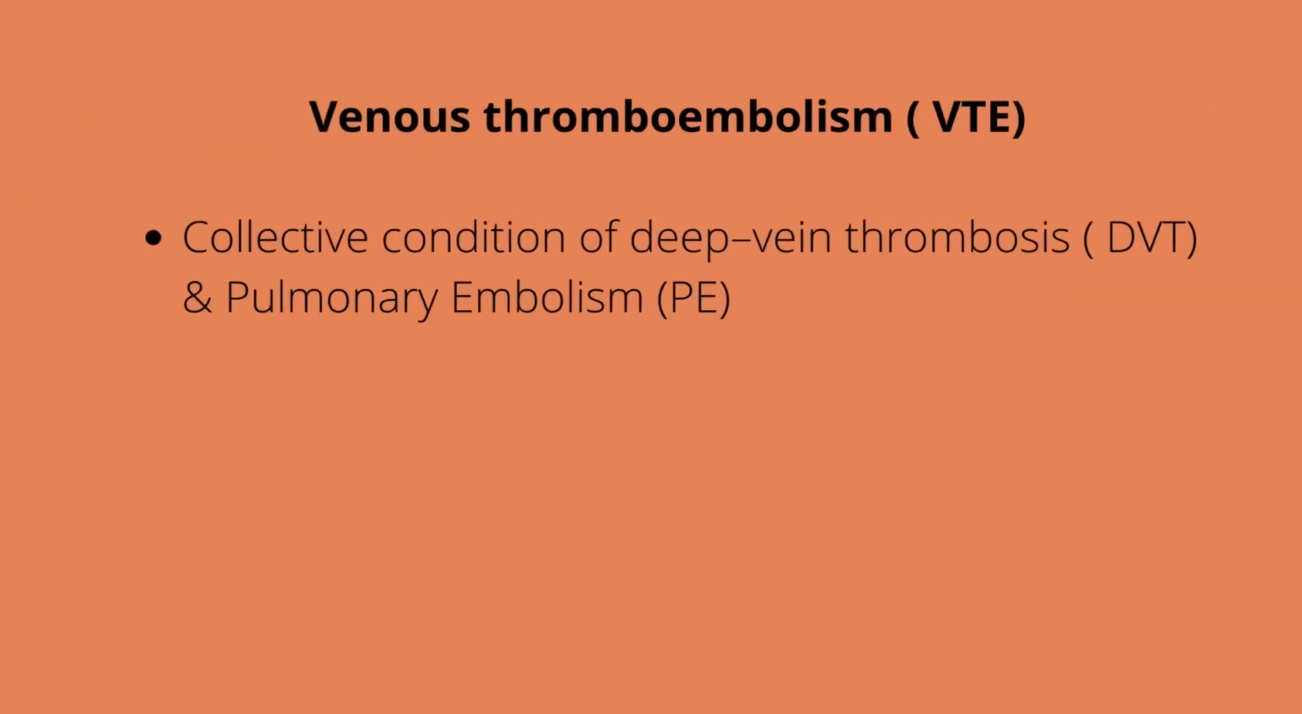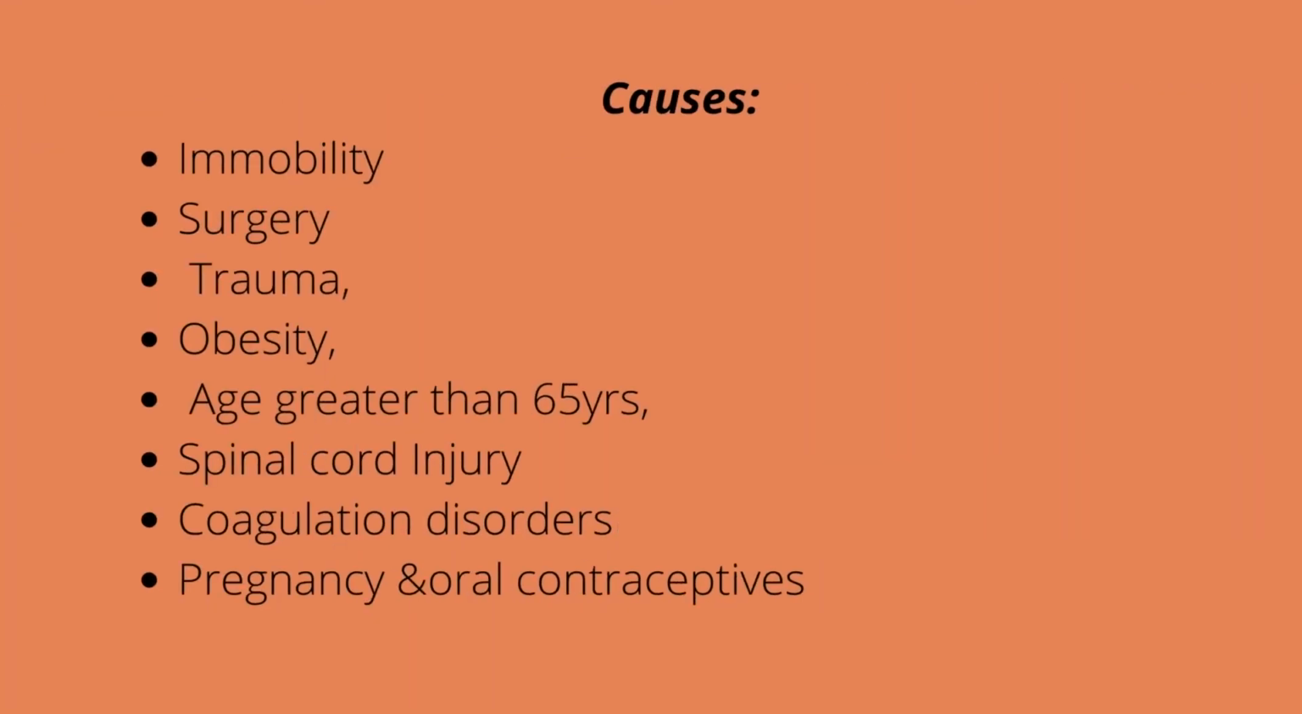So let's talk about the various types of peripheral vascular diseases. VTE, venous thromboembolism, is the collective condition of DVT and pulmonary embolism, PE. Some causes of this, of course, we've talked about: immobility. It could be the aftermath of surgery. That's why with our surgery patients, we make them walk, right? Mobility. Trauma, obesity, age greater than 65, degeneration, spinal cord injury, disorders of coagulation, pregnancy, as well as oral contraceptives.